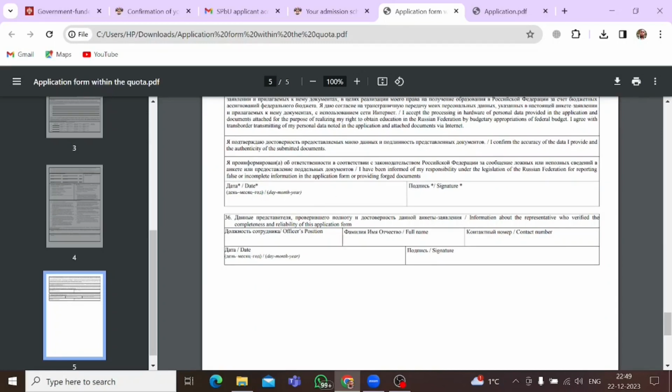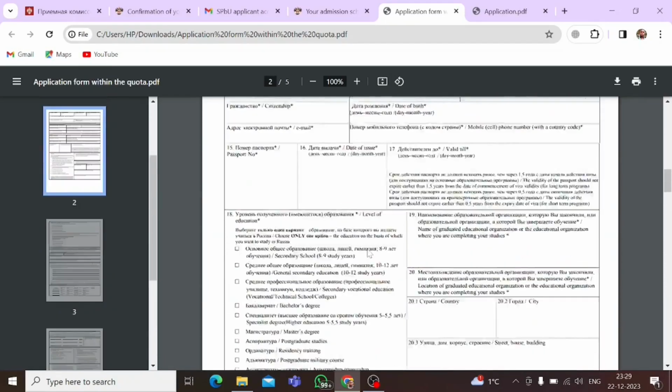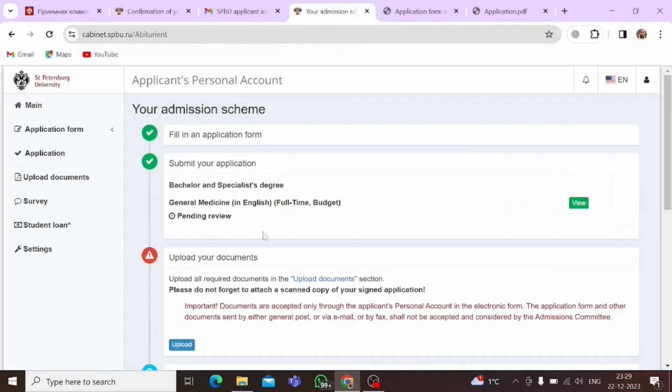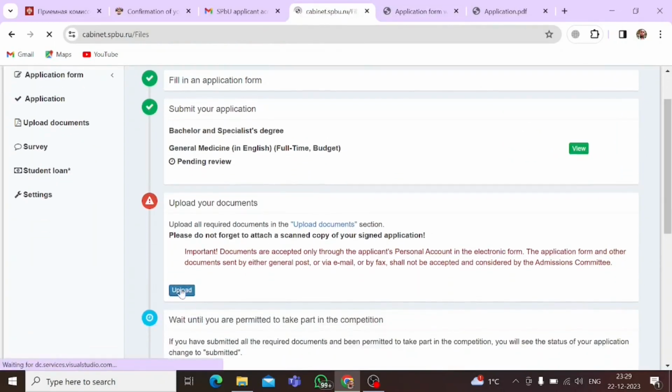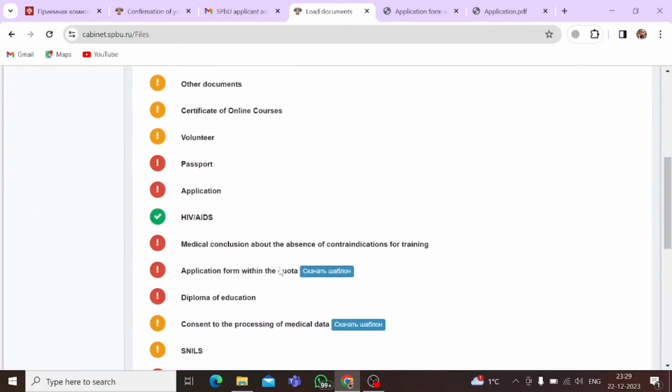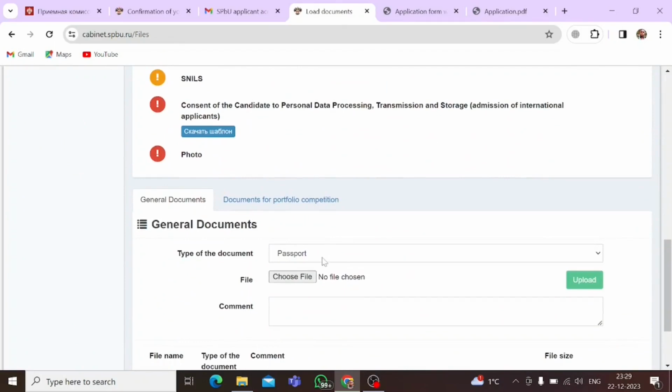Then coming down to the last place, information about the representative who verifies the competencies. Leave this place empty, do not write anything here. So once you're done, I think that is all about this page, about these documents. You have to come back to the admission scheme and upload it, just like I showed you. This is the application form within the quarter. You are going to upload it here.